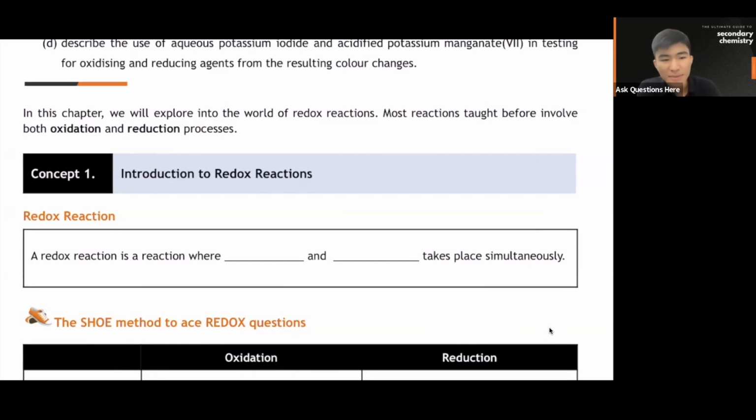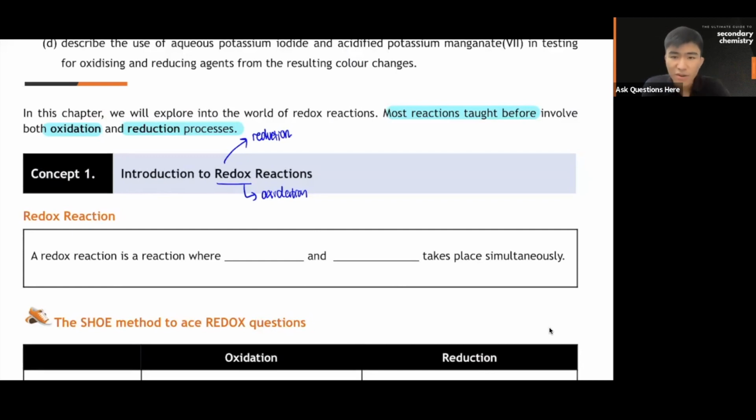Now, let's learn what is the meaning of redox reactions, okay? Now, most reactions that we learned before involve both the oxidation and reduction processes. Now, these two words are a bit new to you, okay? But we'll explore them individually. Now, how does the term redox actually come about? It is basically where there is a simultaneous reduction and oxidation taking place. Okay, so I have reduction and I have oxidation taking place at the same time.